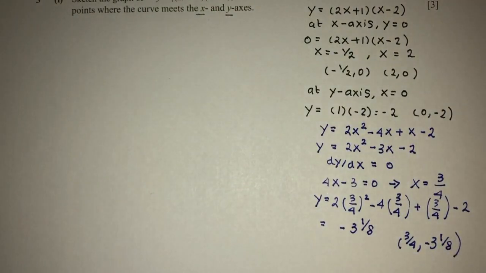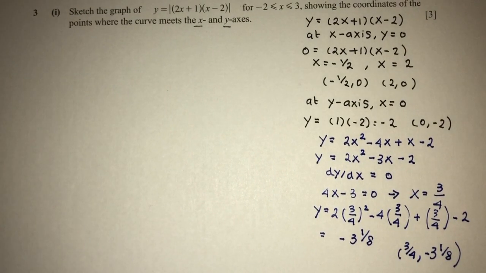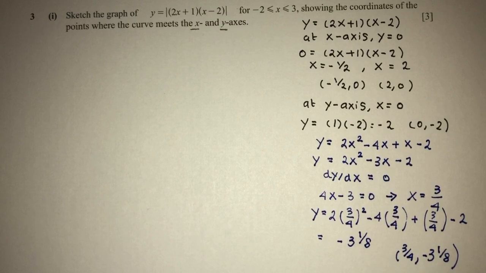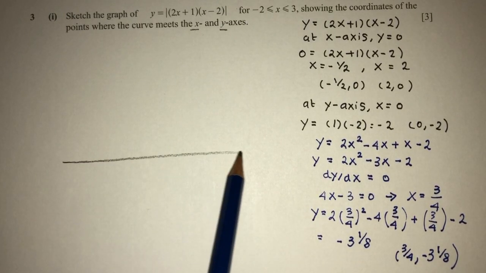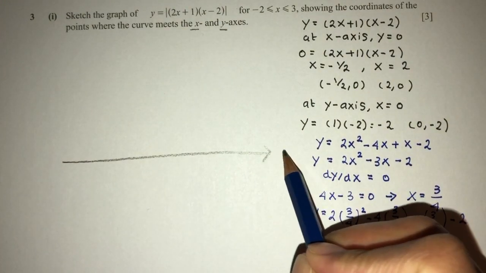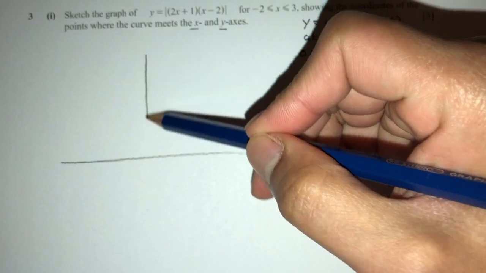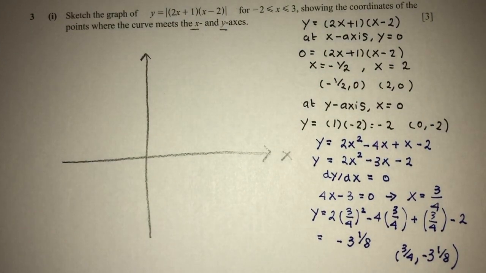Okay, so now we know all the points that we need to know. We can first draw the first graph. Of course here you will be using a ruler. Don't do like me. So I will first draw my x-axis, and then I will draw my y-axis. Of course, it is not straight. It should be straight, okay?